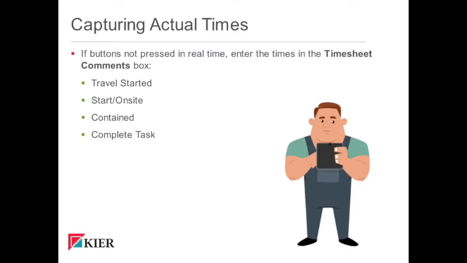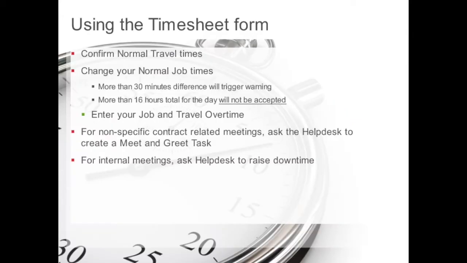We need the time that you started travelling, the time that you arrive on site, and the time that you complete your task. If your contract has a contain SLA, we need that time as well. The timesheet form allows you to confirm your normal travel hours and your working time, and adjust the time to include overtime. If the timesheet for the day exceeds 16 hours, you'll need to raise that with your manager, who will assess it and, if approved, ask the help desk to update it in Concept.